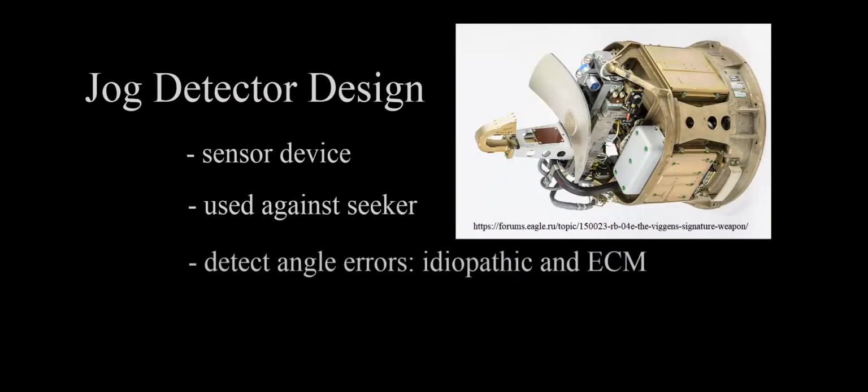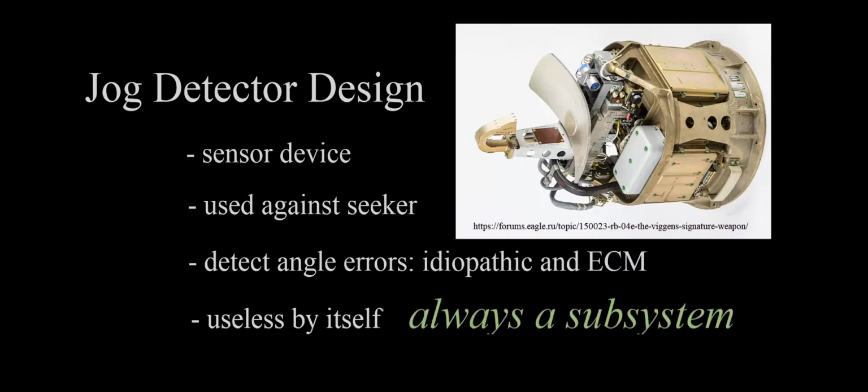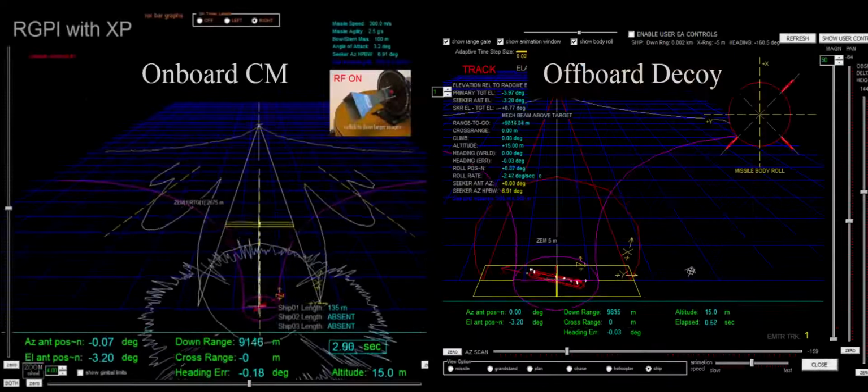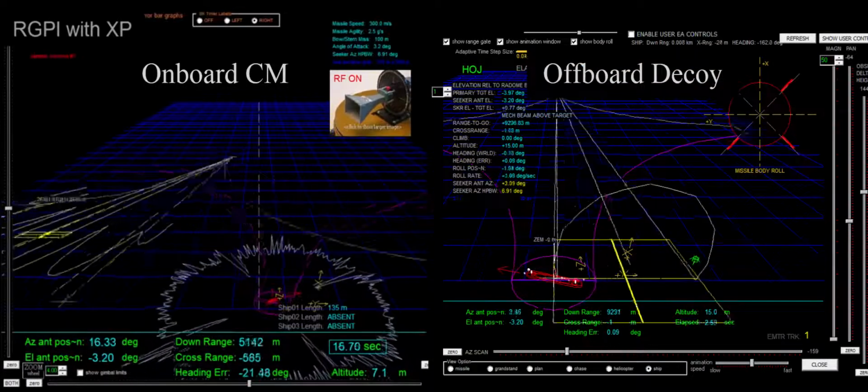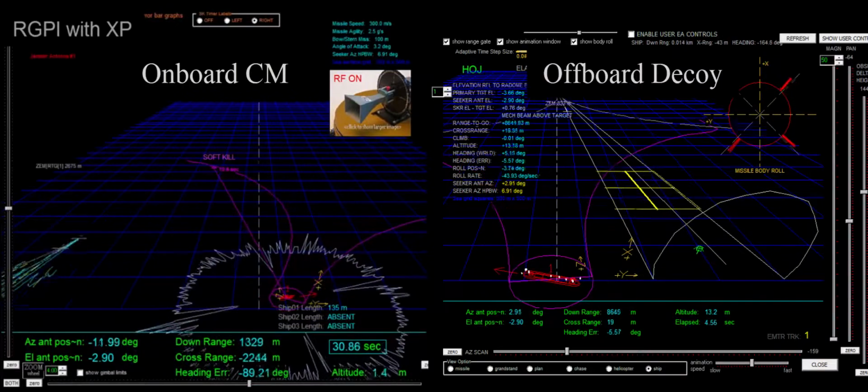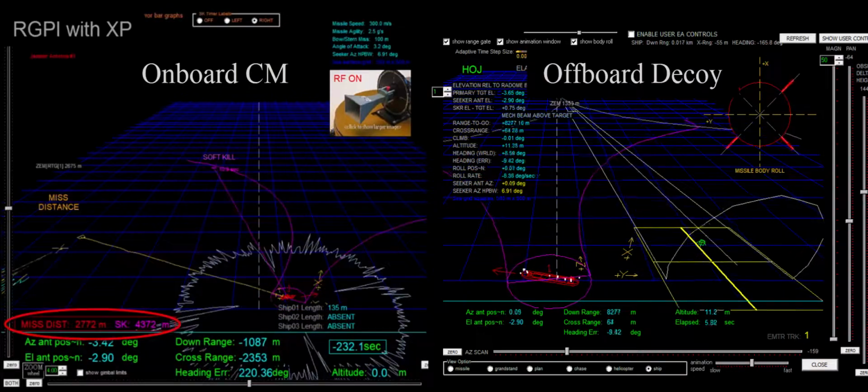Its purpose is to indicate when the ECM has caused a seeker antenna pointing error. A jog detector is useless by itself. It is only useful if it triggers an action, so it is logically always a subsystem. It's part of something else, for example, a jammer. The angle error can come from active onboard angle deception countermeasures or an offboard decoy.